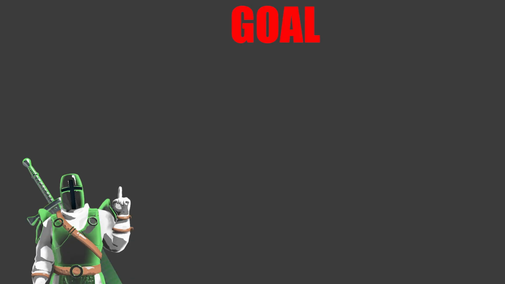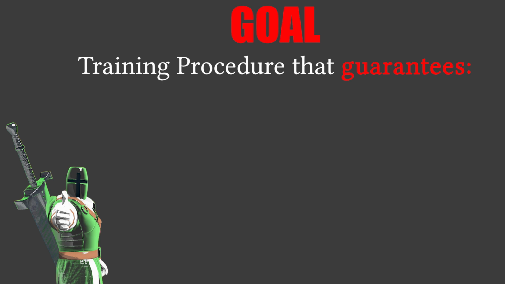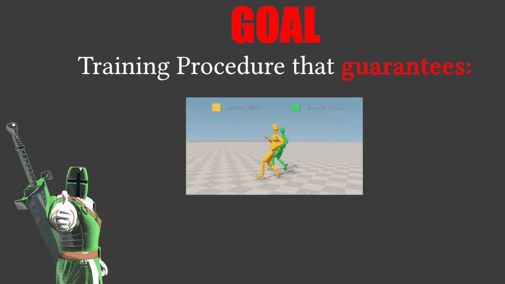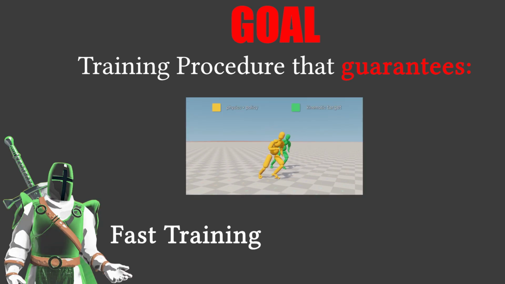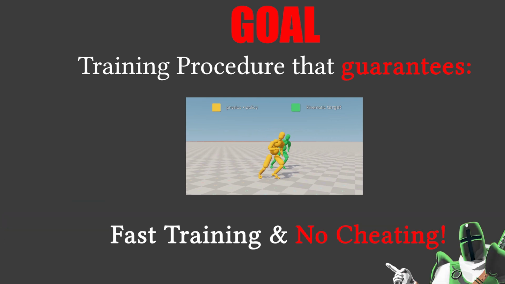Our goal here is to find a training procedure that guarantees an active ragdoll can learn to imitate reference animation within a reasonable time frame, and also without the help of external force.